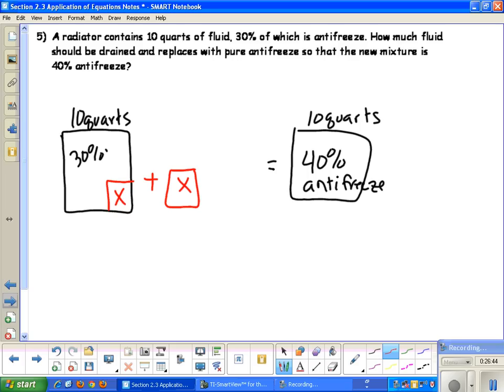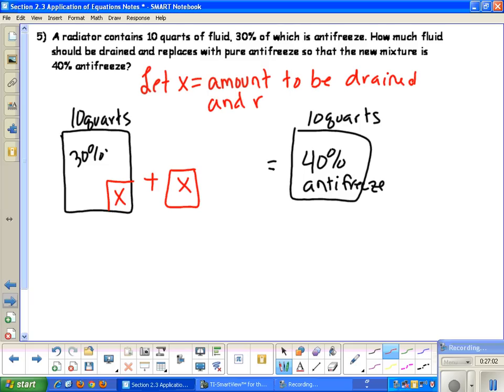If I'm taking out that X amount, let X equal the amount to be drained and replaced with pure antifreeze. If something is pure antifreeze, what kind of percentage would that be? Something that's pure is going to be 100%. So we're taking out that X amount and replacing it with 100% pure antifreeze.